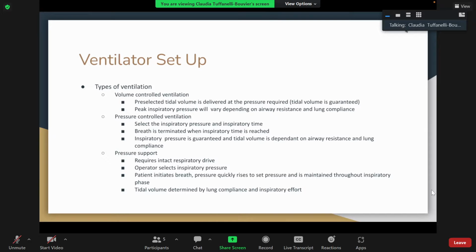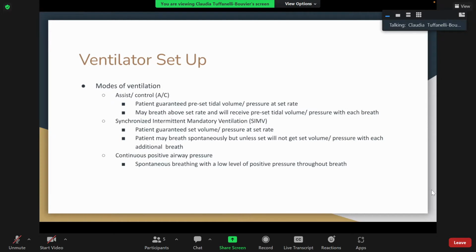In the ICU or in the ER, you're typically not going to use a pressure support setting because the patient is still heavily sedated and/or paralyzed, and they're not going to be at a place where they can breathe on their own. So for me, I would typically go with volume controlled ventilation. So deciding what tidal volume you want based on the ideal body weight, and then putting that setting in.